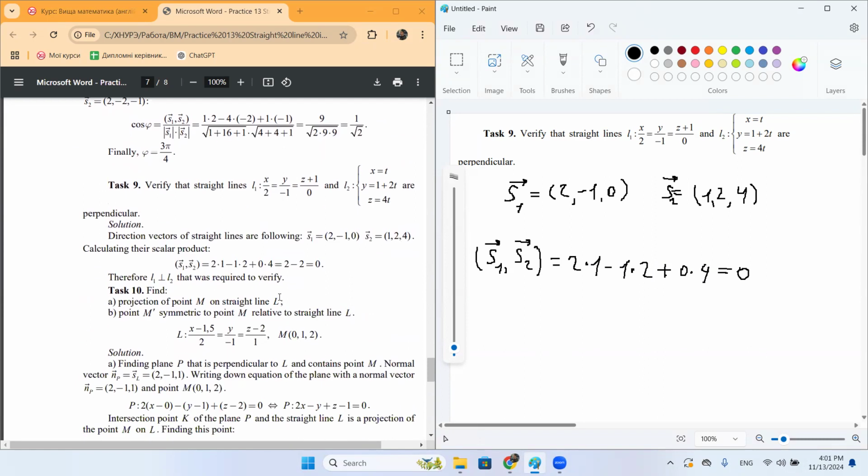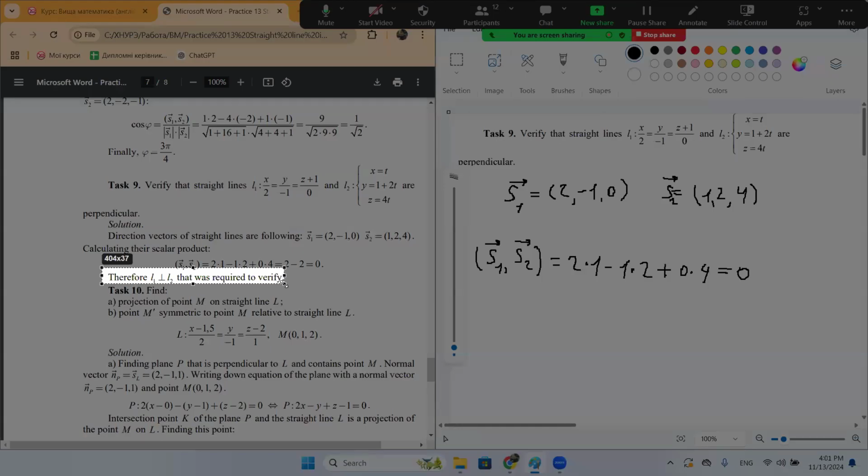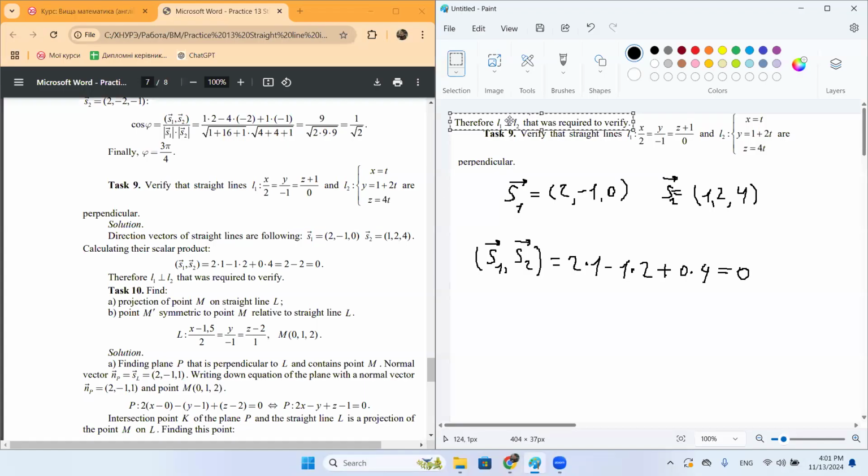But the final answer is also to write down that we had to verify that lines L1 and L2 are perpendicular. That was required to verify. So this is the final answer. Not to calculate the scalar product, but to prove that they are perpendicular. Any questions about this task? So, no questions, as I see.